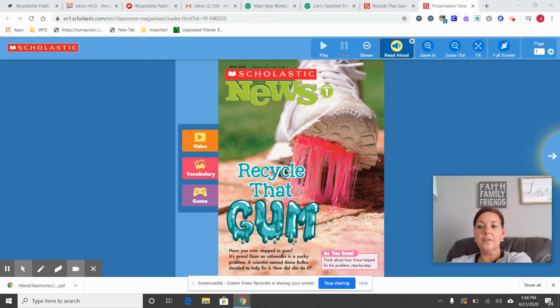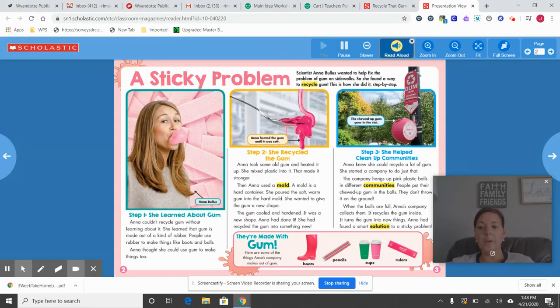Then there's an arrow over here to the side. It's yellow, light up. That opens your paper for you.